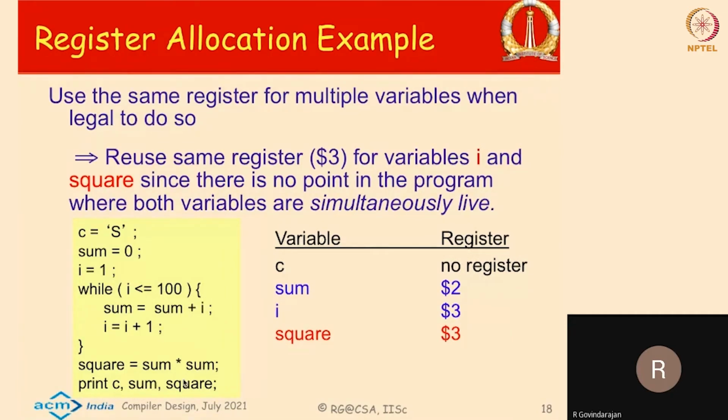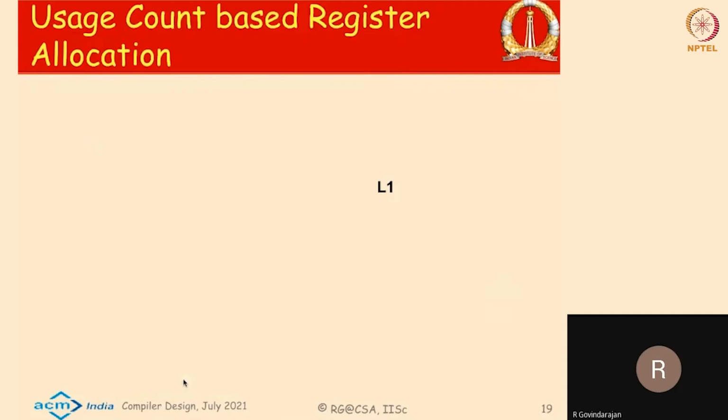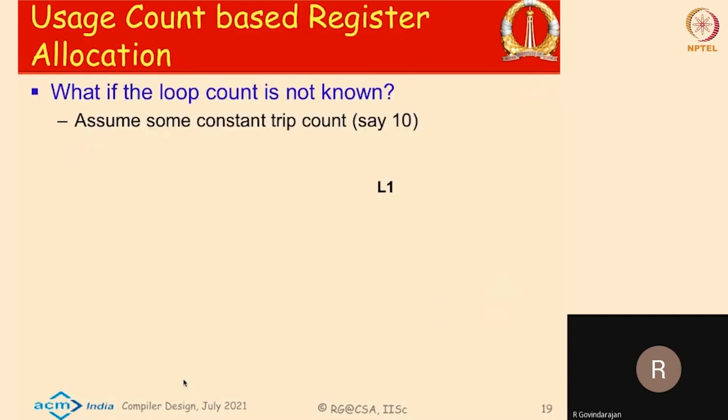Okay, so one last slide on usage based allocation. The question is, what happens if I don't know how often the loop is going to be executed, or how many times the loop is going to be executed? Because in programs, the number of times it goes through the loop can be determined at runtime, or there could be control flow paths within the loop, and therefore I can't exactly calculate how often something is going to be executed, right?